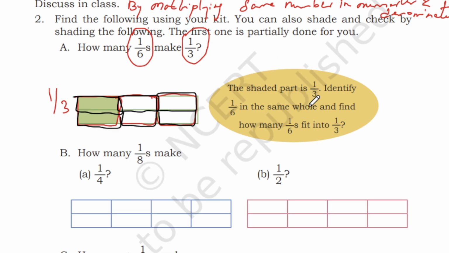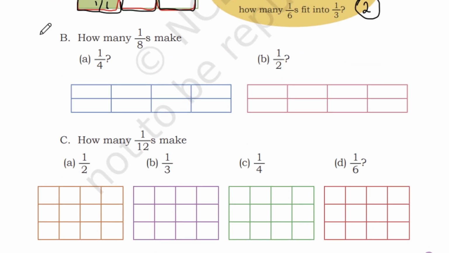Now how many 1 by 6 are there in 1 by 3? Here 1 by 6 is shaded. So 2 of 1 by 6 are there in 1 by 3. Okay. So how many 1 by 6 fit into 1 by 3? 2 of 1 by 6 fit in 1 by 3. Okay. So now how many 1 by 8 make 1 by 4? Now we will shade 1 by 4 first. So this part is the first part.